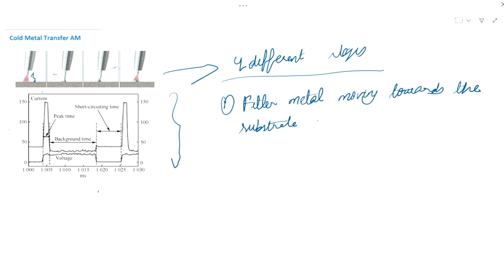Now here you will see a sharp increase in current in this first stage. Current increases. Now in the second stage we are extending the wire towards the molten pool.